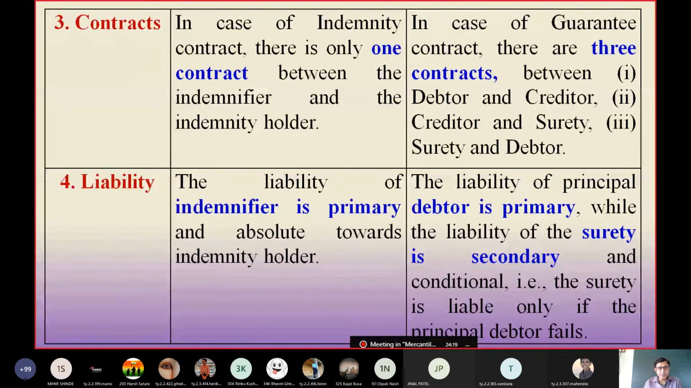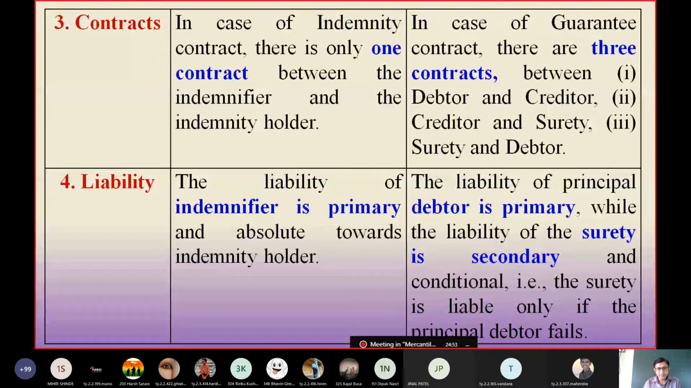Next, contracts. How many contracts are there in case of indemnity contract? There is only one contract in case of indemnity contract, and it is between indemnifier and indemnity holder. How many contracts are there in case of guarantee contract? There are three contracts in case of guarantee contract. They are between debtor and creditor, creditor and surety, and surety and debtor. What about liability? Who is liable under breach or if the event happens?